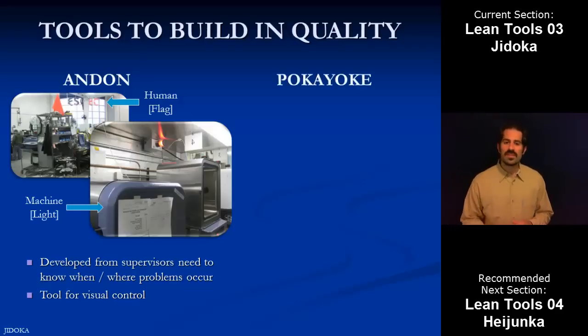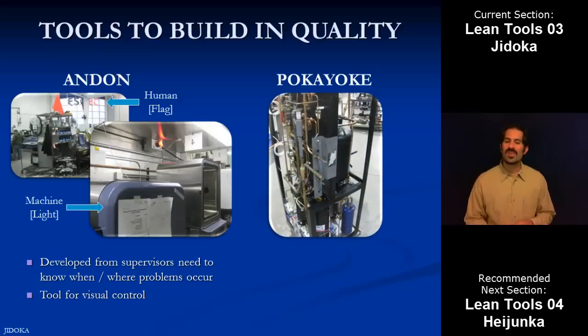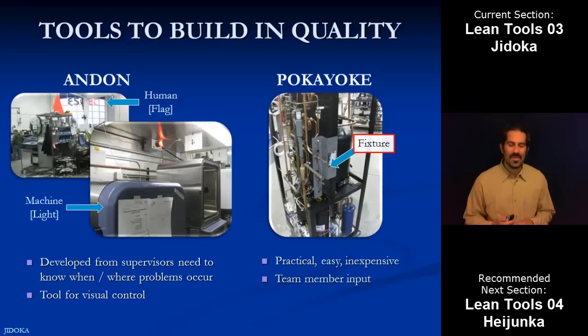The other tool, and this is something pretty simple, is called a poka-yoke. It's a funny word. But really what it is, it's just something that's practical, inexpensive, something really easy to do. In the case of this sample, it's that simple fixture. And what it's designed to do is to eliminate defects or make it harder for defects to occur. A lot of these come directly from team member input because they're the experts, they know best.